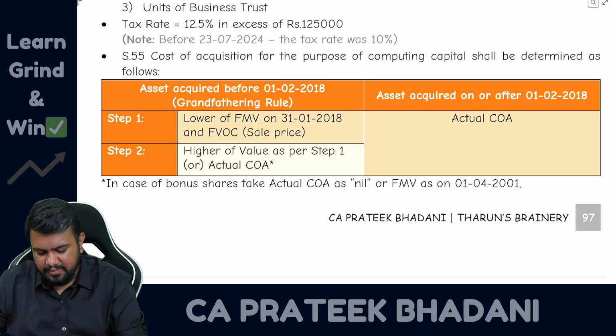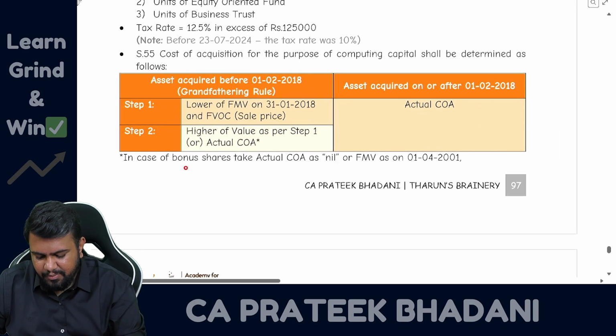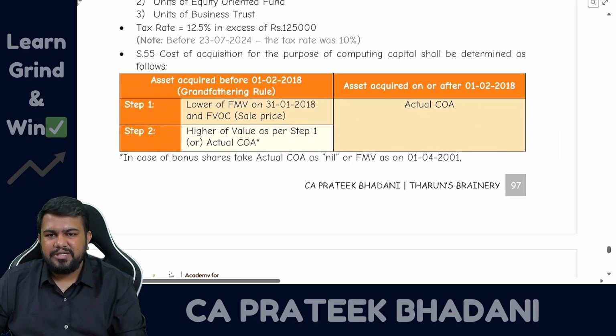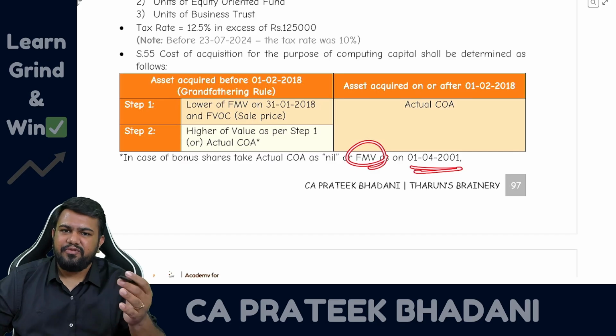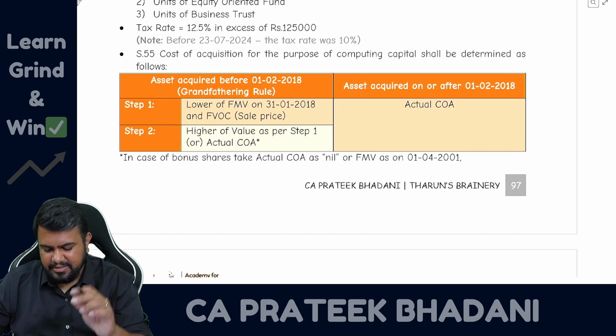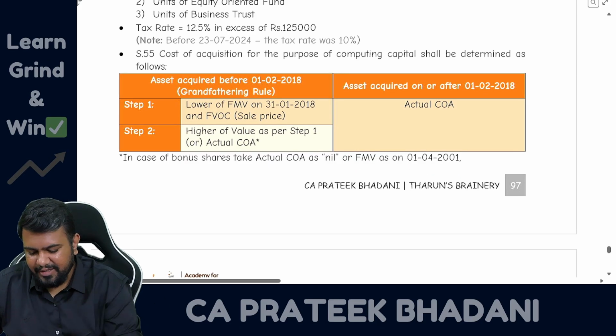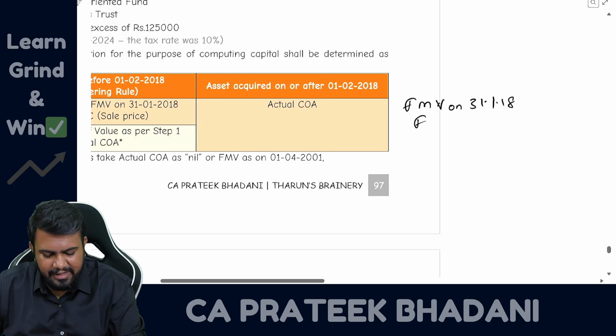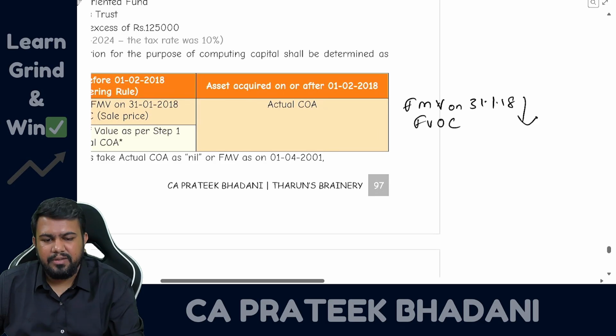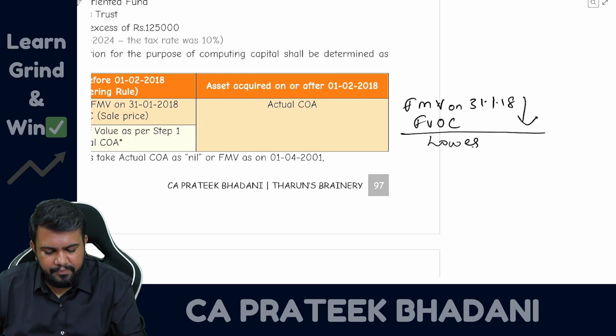If it is a bonus share, then in case of a bonus share the value will be 0, or if the bonus share has been received before 1/4/2001, the value will be FMV as on 1/4/2001, which we have already discussed. So how to do grandfathering? Very simple. Fair market value on 31/1/2018 or full value of consideration, whichever is lower, then that lower value or cost of acquisition, whichever is higher, will give you the final cost of acquisition.